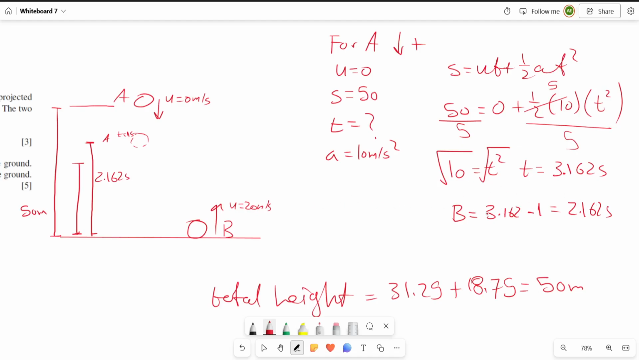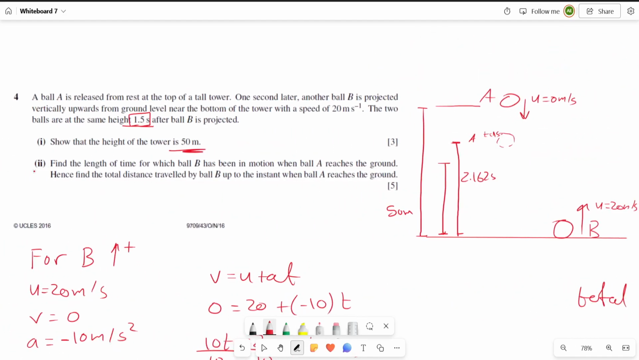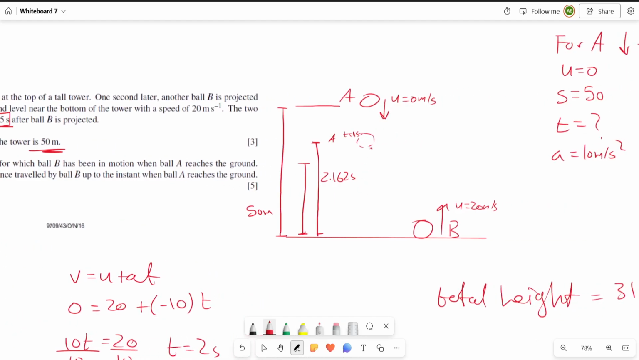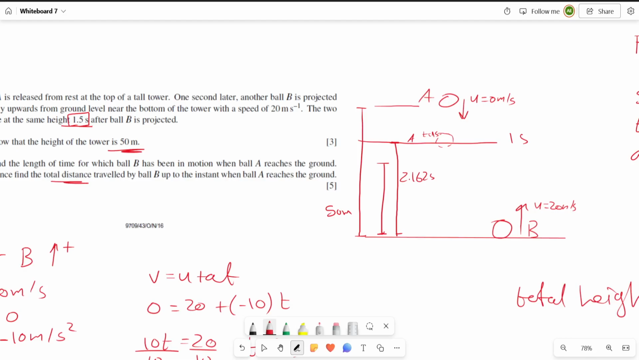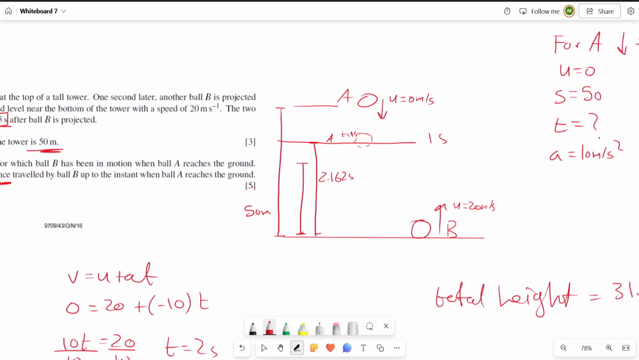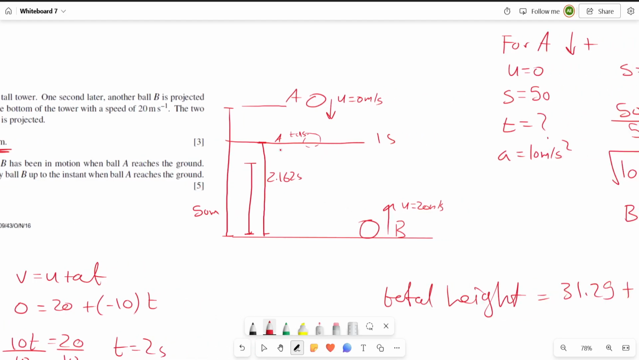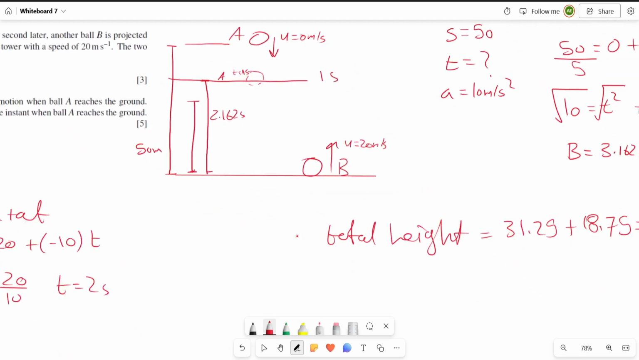So this is the first part. The second part tells me, hence find the total distance traveled by B up to the instant when ball A reaches the ground. So let's say this is 1 second, okay? B here started moving. So we want to see the total distance traveled by B up to the instant when ball A reaches the ground. So we know that B is going to move for 2.162 seconds until A reaches the ground, right?